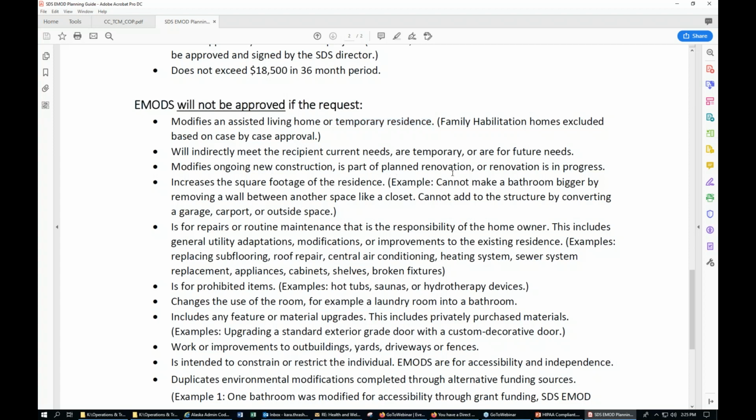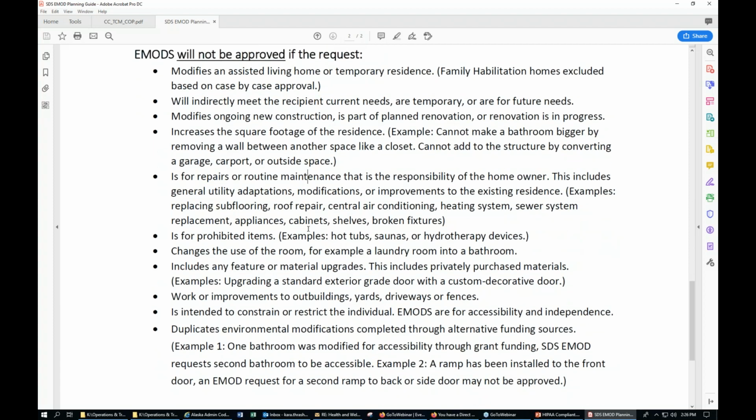EMODs do not modify new construction. They're not part of a planned renovation or a renovation in progress. EMODs do not increase the square footage of a residence, like making a bathroom bigger by punching through a wall because there's a closet behind it. We don't add to the structure of the footprint of the building by converting garage, carport, or outside space into something that the person would use.